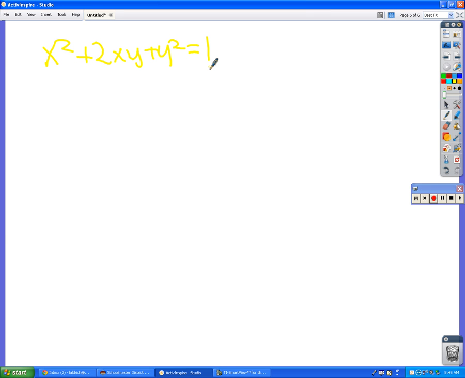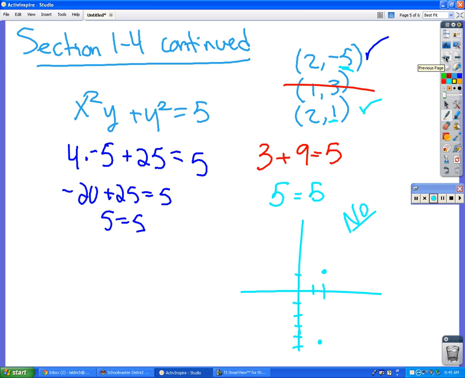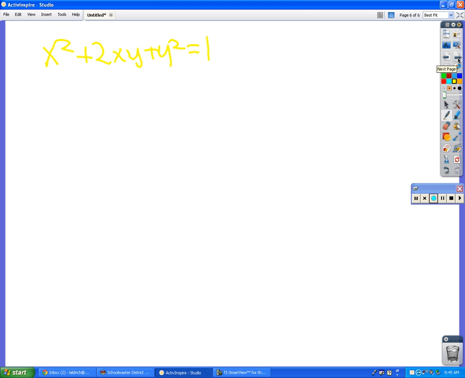Why is the third one a relation? No, I said this algebraic expression is a relation. It's not a function, but the points are called solutions. Not the individual points themselves, the whole thing. Okay, so x squared plus 2xy plus y squared equals 1.